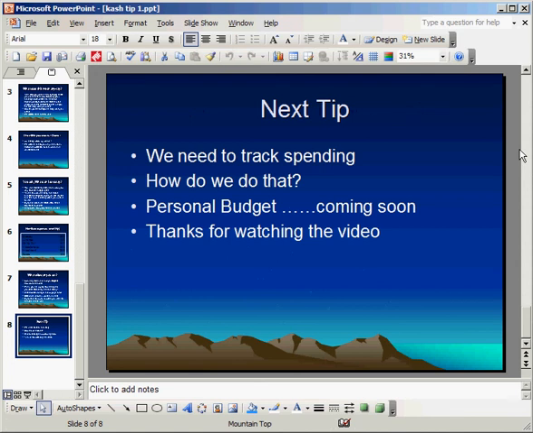Finally, in the next step, we are going to talk about tracking spending. We're going to be looking at how to create a budget and how to use that information to figure out where your money is going.